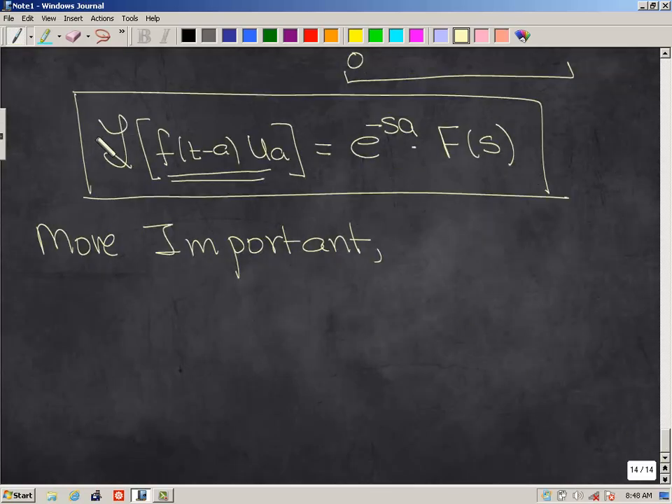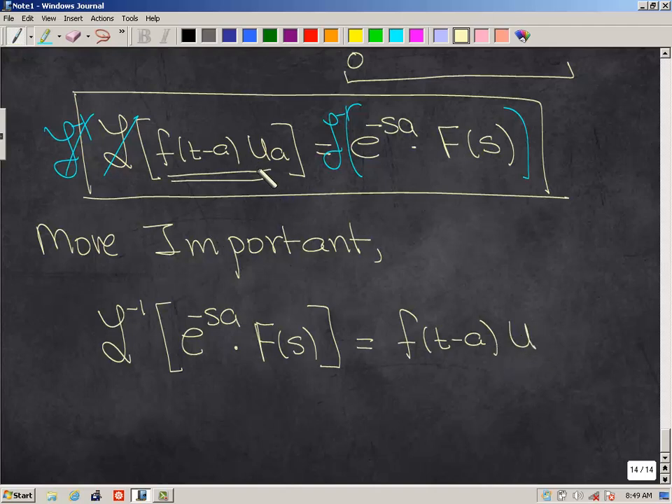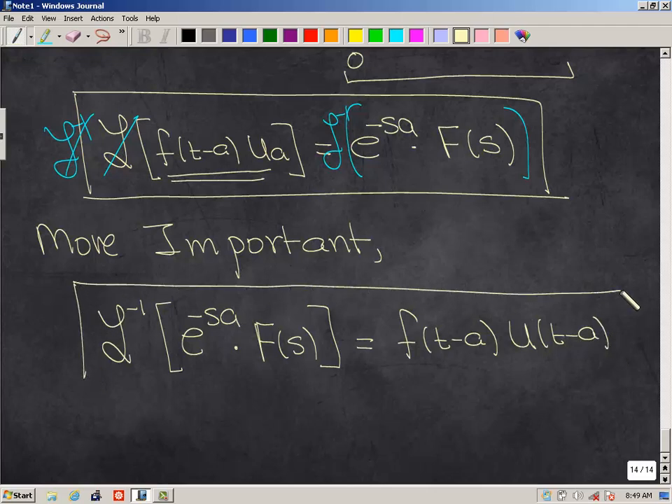Okay, what happens if I take inverse Laplace on both sides? These will cancel, so you'll get that. So this gives me a new formula. It tells me the inverse Laplace of e to the minus sa times big F of s is equal to f of t minus a times u of a, which I'm going to write as t minus a this time. And I'll explain why. I could have written it as u of a, but I'm going to say why.